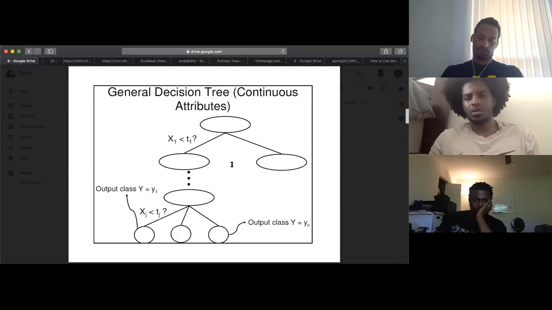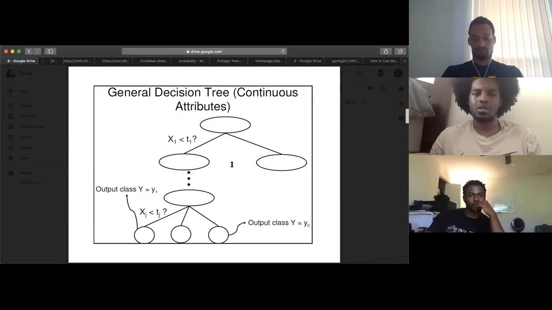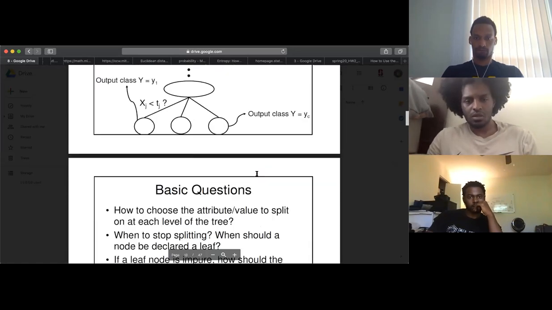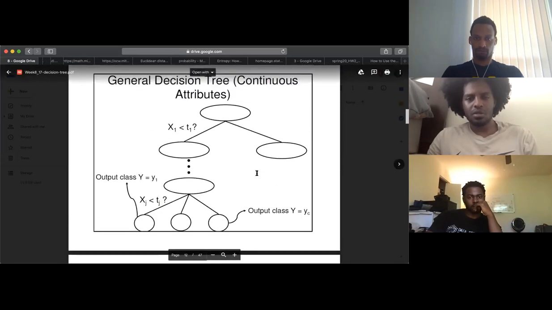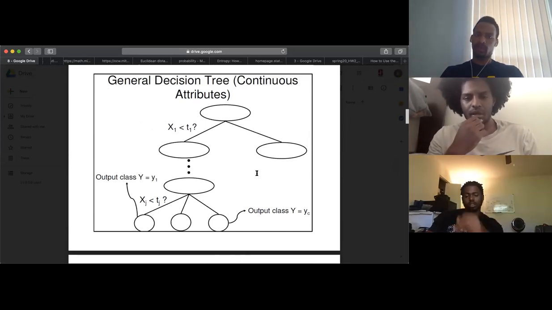Okay, so here are continuous attributes. This is different. The structure is basically the same, the concept is the same, but this is now based on time. They didn't really go into depth about continuous attributes for decision trees.